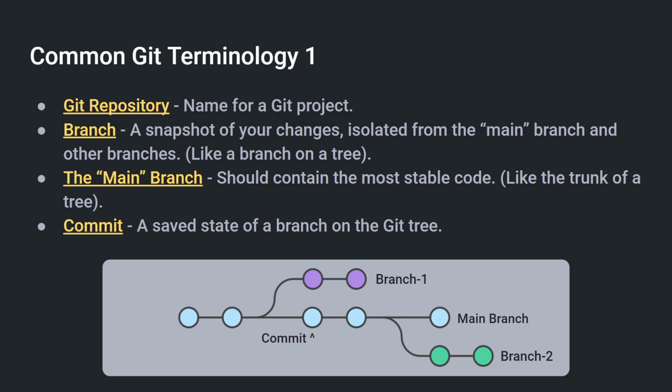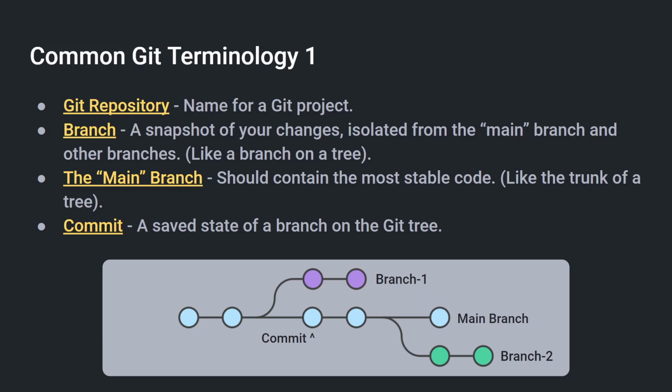Alrighty, so let's go through some common Git terminology. So first of all, Git repository. So a Git repository is a name for a Git project. So you can pretty much just imagine a project folder that contains all the folders for your project, and inside of that folder, anything that changes inside that folder is recognized by Git and is able to be saved with a version history.